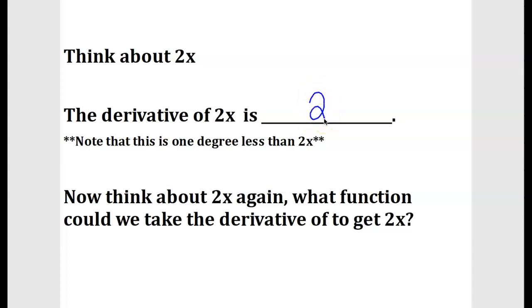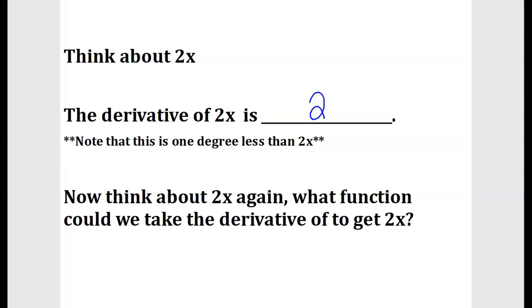x to the 0, technically. So the degree of the derivative is 1 less than the degree of the original. So if the original is 2x, its derivative is 2. 2x is linear, 2 is constant, the degree is down 1.